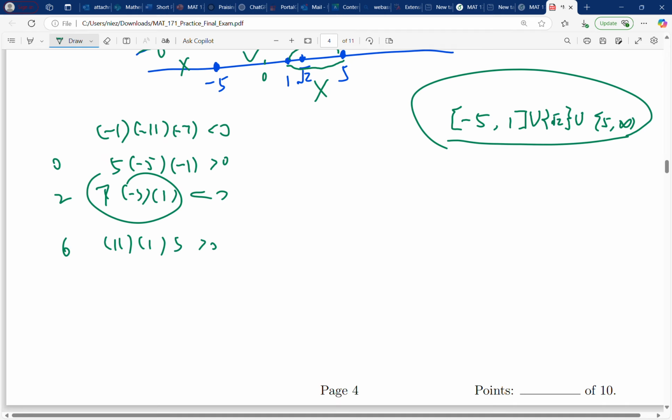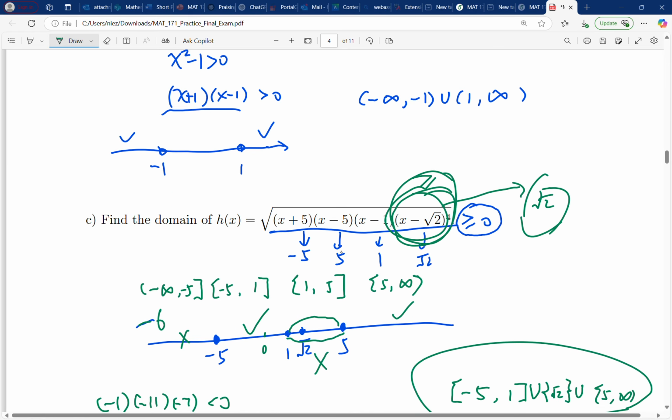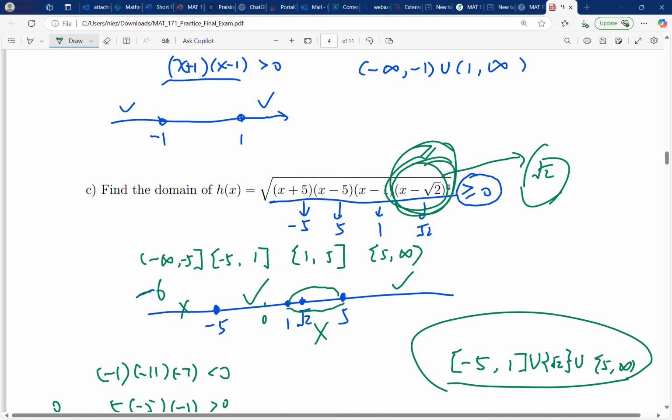So I see many of you almost find the correct answer, just forget square root 2. Do not ignore this, do not forget it. Look at here.